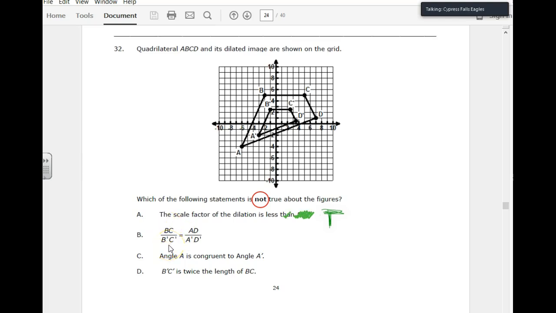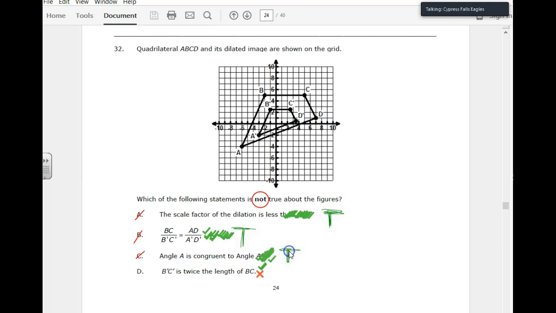BC is to B prime, C prime as AD is to A prime, D prime. That is saying the sides are proportional. When you dilate something, are the sides proportional? True. Angle A is congruent to angle A prime. What happens to the angles in a dilation? They remain the same. We got 3 trues in a row.